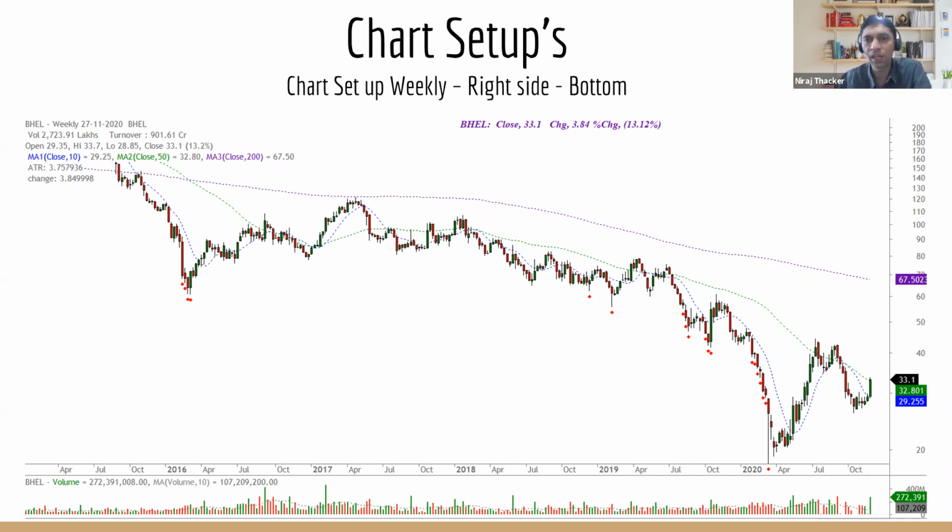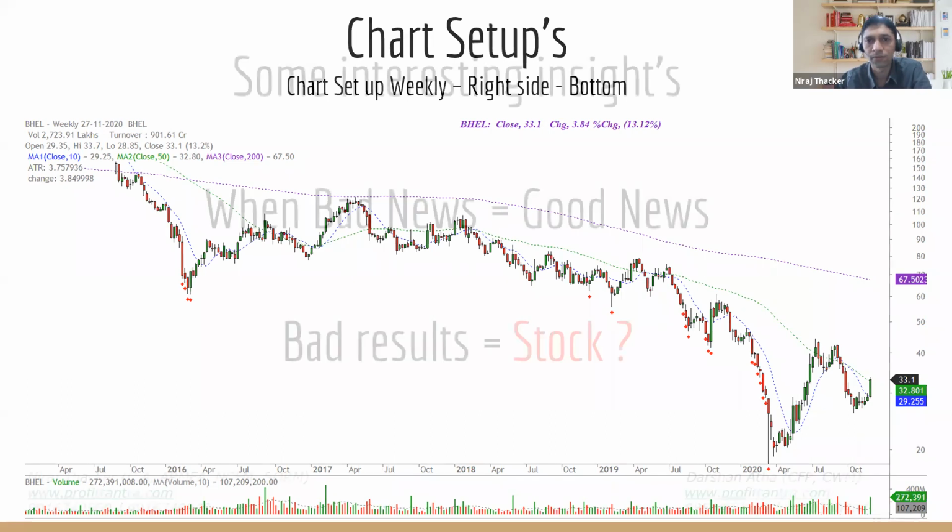So with these two only, don't try to go to different kinds of indicators, then you may get confused. If you understand how to see the price and volume, that is enough for you. And keep your charts clean. Don't keep too many indicators.